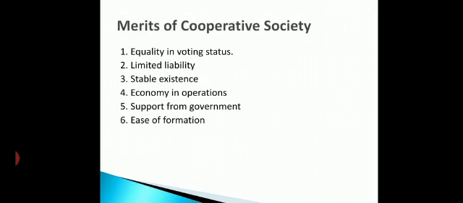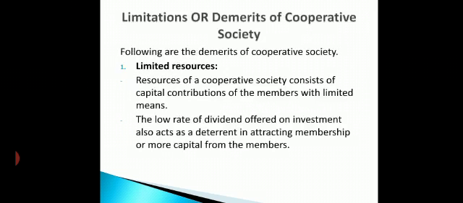They have stable existence, economy in operations, that is, the members themselves handle the day-to-day activities. So they can have economy in operations, and support from government. Such cooperative societies get assistance and subsidies from the government, and these societies can be formed easily by registering under the Cooperative Society Act 1912.